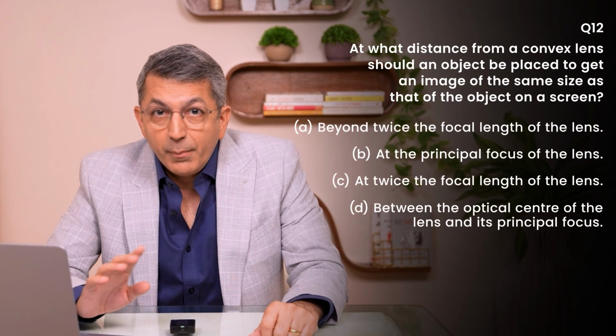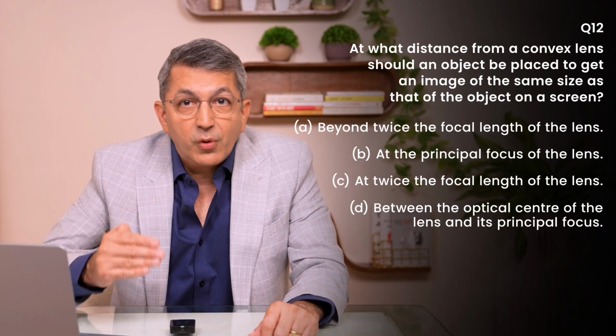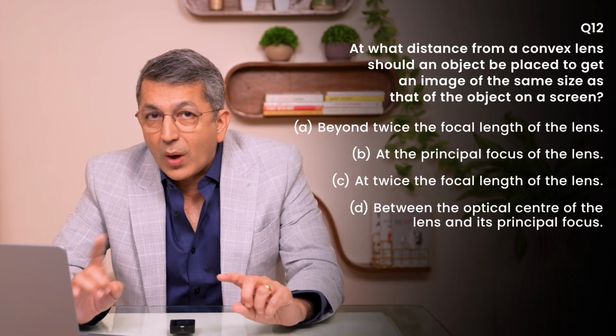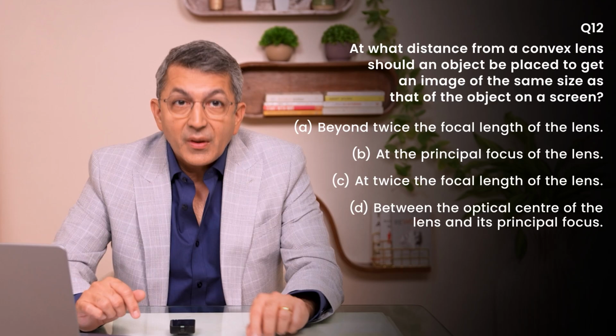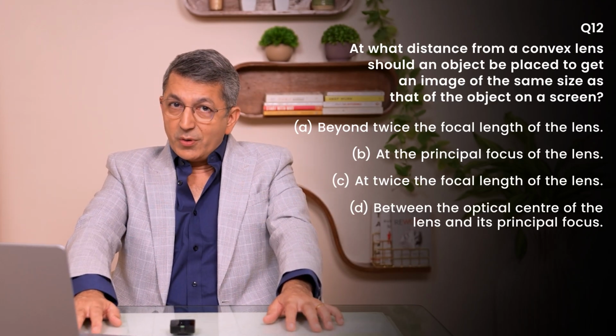Question 12. At what distance from a convex lens should an object be placed to get an image of the same size as that of the object on a screen? A. Beyond twice the focal length of the lens. B. At the principal focus of the lens. C. At twice the focal length of the lens. D. Between the optical center of the lens and its principal focus. Concept: optics and lens image formation.